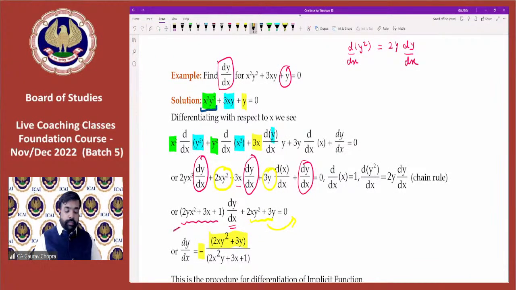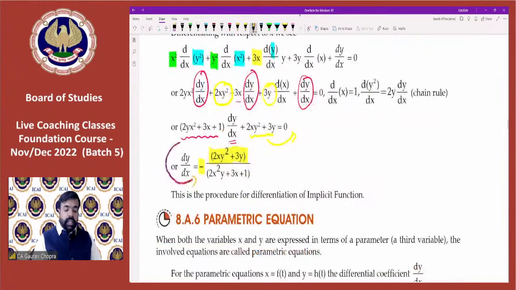And after that, this value will go in the bottom. And this is the final answer for dy by dx. So this is known as implicit functions. Whenever two functions are together, it is known as an implicit function.